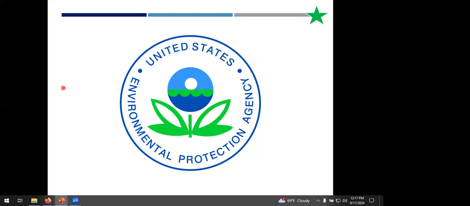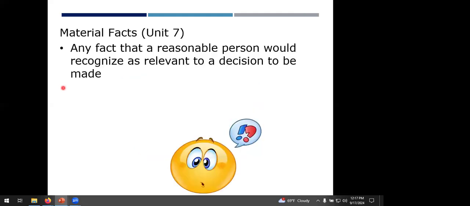The other thing I kind of want to alert you guys to in Unit 20, I mentioned material facts. We're going to be talking a lot about material facts in this unit. We're not doing our deep dive of material facts until we get to Unit 7 on Thursday. So for right now, we just need to understand that a material fact is just anything that a reasonable person would recognize as relevant when they're trying to make a decision. We're going to break that down and talk about that. All we need to know right now is if it's considered a material fact, I must disclose it.